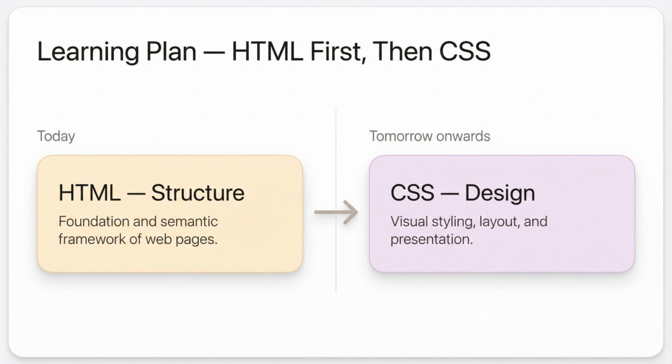The instructor makes a deliberate choice here about the order of learning. Today, the focus is entirely on HTML, understanding its structure, how it works, and what it can do. CSS comes later. This is a smart approach because if you try to learn both at the same time before you understand either, it gets confusing fast. Master the structure first, then layer on the design.